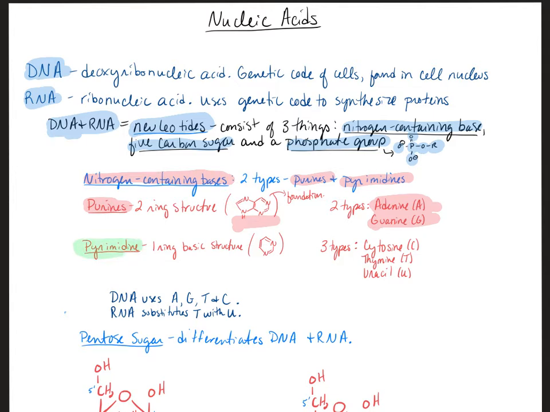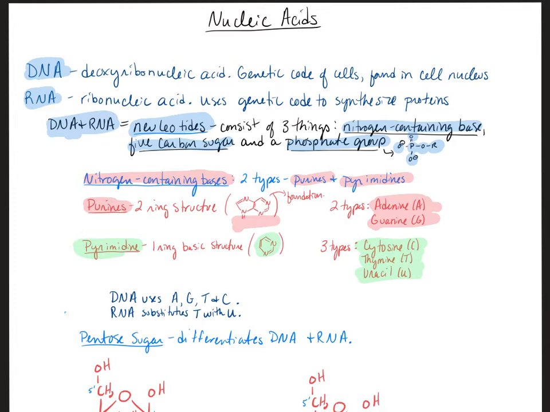You also have something called a pyrimidine. So pyrimidines have a 1-ring basic structure that looks like this. And there's 3 types of these guys. So we have cytosine, which we abbreviate as a C, thymine, which we abbreviate as a T, and uracil, which we abbreviate as a U.